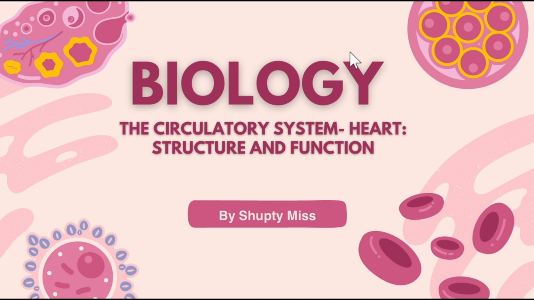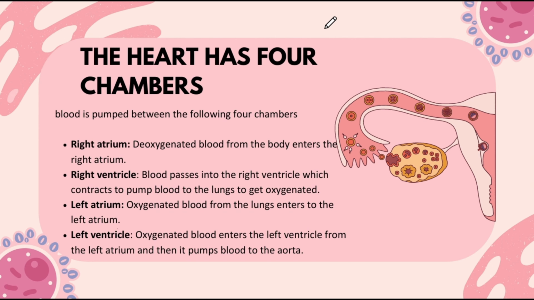First, let's start with the location and size of the heart inside the human body. The heart has four chambers. Blood is pumped between the following four chambers: right atrium, right ventricle, left atrium, left ventricle. Deoxygenated blood from the body enters the right atrium. Deoxygenated blood means blood which contains a low amount of oxygen.